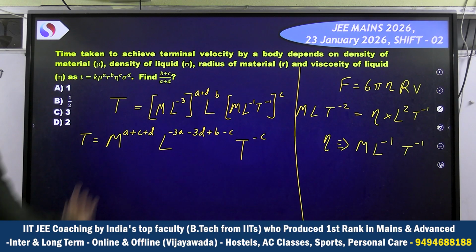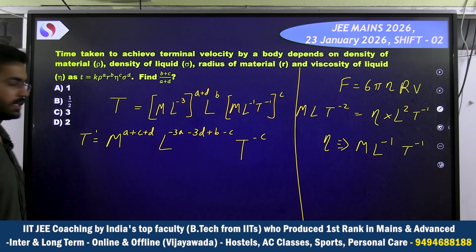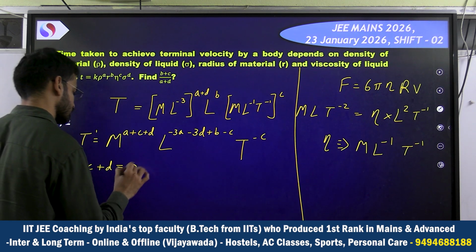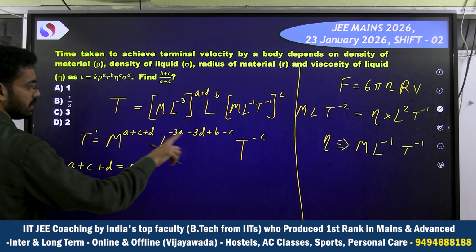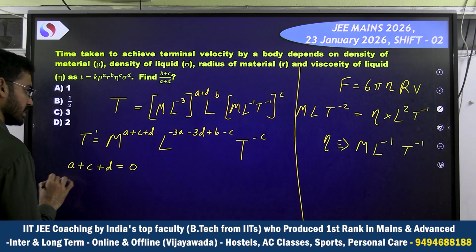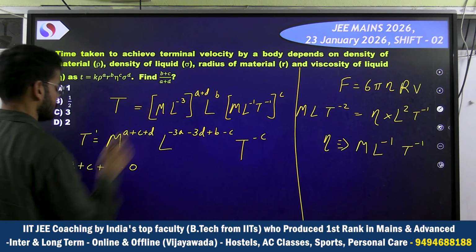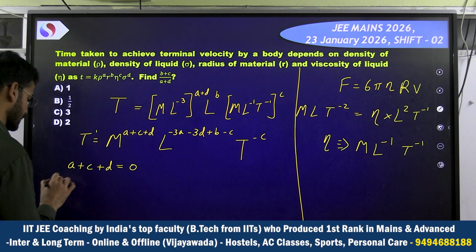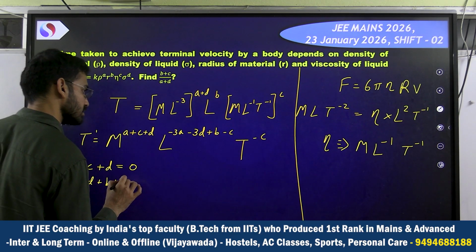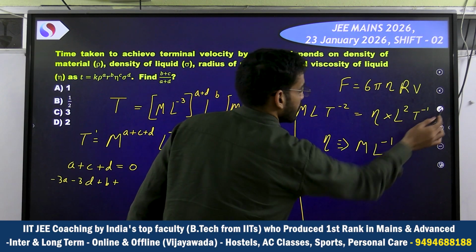Now compare: t to the power 1 is there, right? So you can say a plus c plus d is 0, and -3a -3d plus b minus c is also 0. See here, a plus d you want. So let me write -3a -3d plus b minus c.